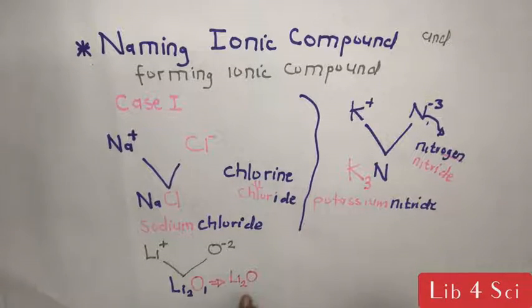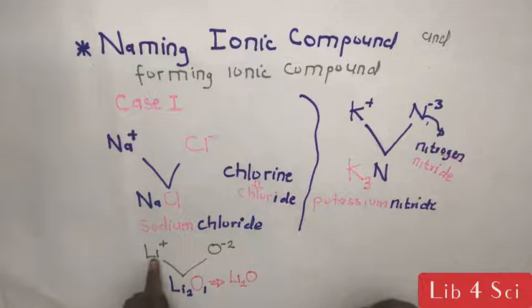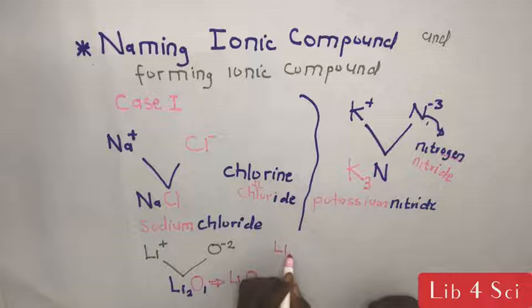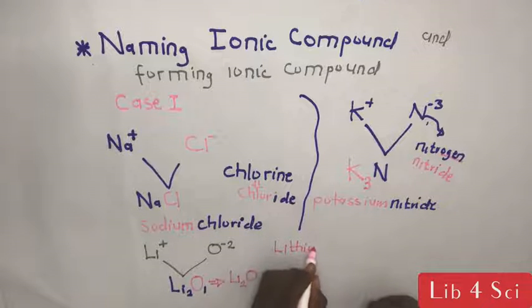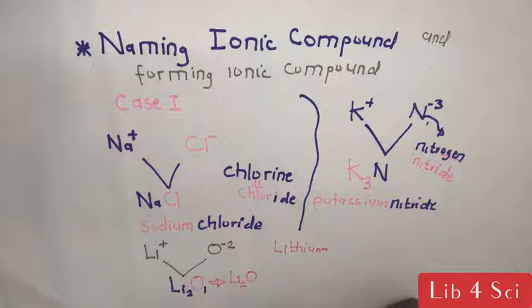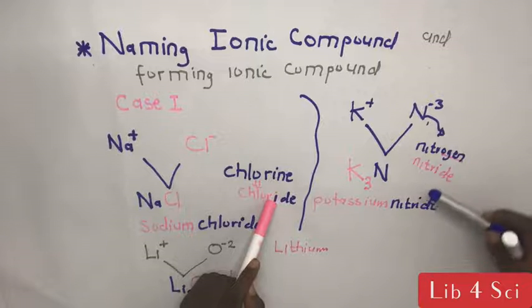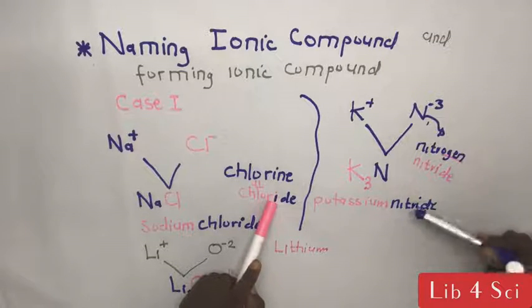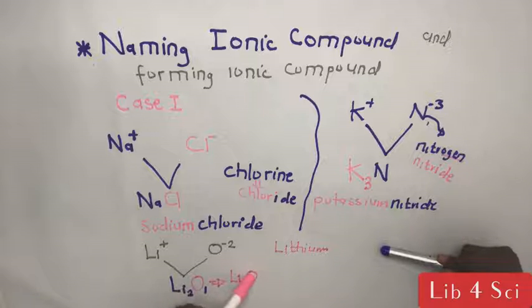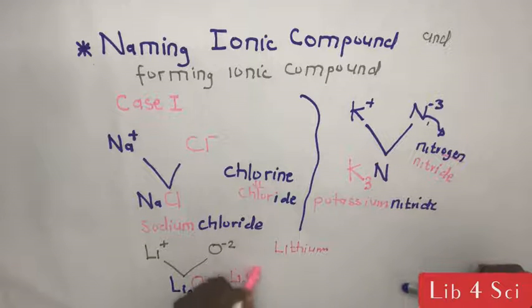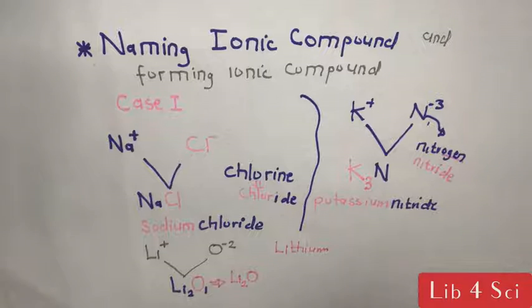So we want to give the name of this compound. To give the name of this compound, we must firstly give the name of the positive charge. The name of the positive charge is lithium. We want to provide a name for the negative charge. This element is oxygen. So if we apply the same concept that we did for chlorine to get chloride, and for nitrogen to get nitride, if we do the same thing for oxygen, we get oxide. Oxide is spelled as.